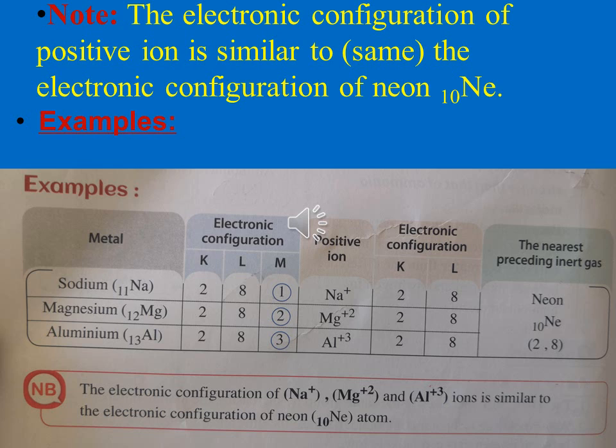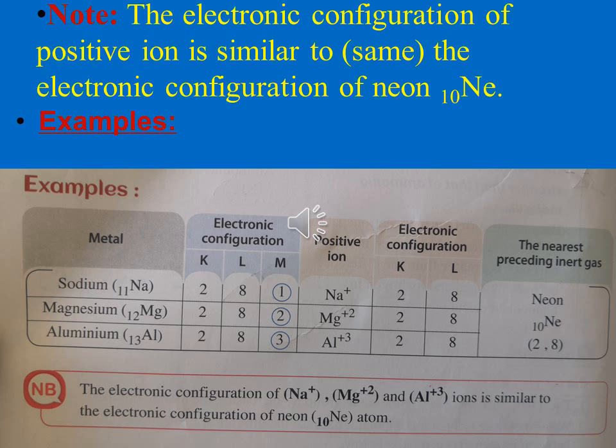The electronic configuration of the positive ion is the same as the electronic configuration of neon, Ne10. Neon is a noble gas and it has 10 electrons. Here in this table we have three examples of metals: sodium, magnesium, and aluminium. First, sodium. Sodium Na11 has 11 electrons. Its electron configuration is 2, 8, 1: 2 in K, 8 in L, and 1 in the energy level M.